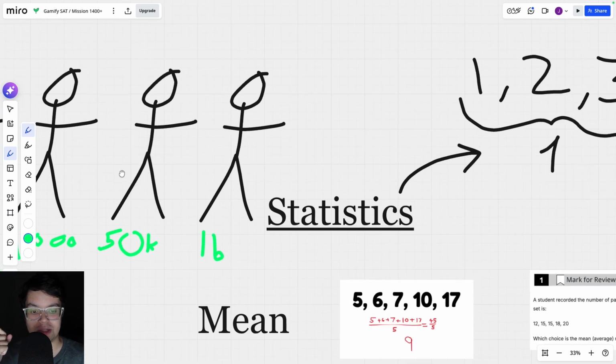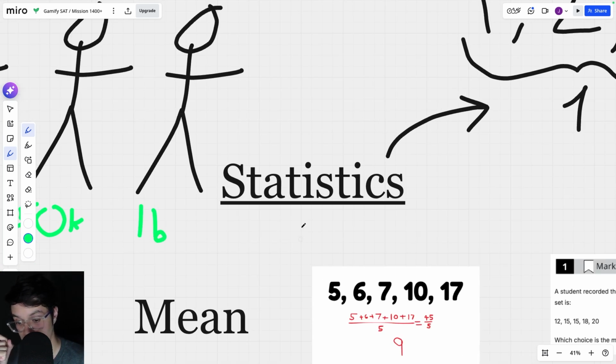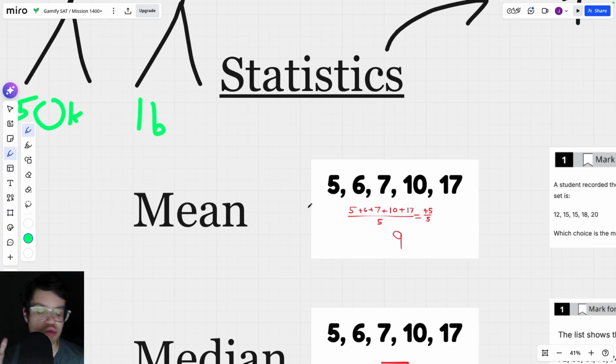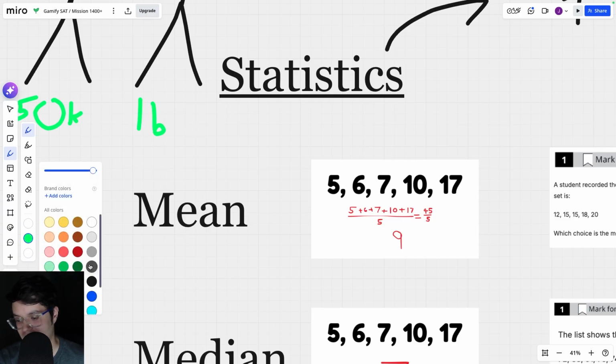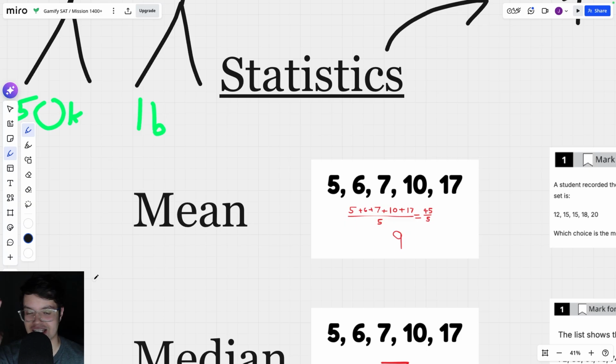So let me go over some of the major things you need to know with statistics. The first thing is mean. You probably have heard about this before. If you haven't, I really do not know what you've been doing. This is like 5th grade math level stuff. But basically, if you want to find the center, the major point of a set of data, you can add up all the different data points and then divide by the amount that is listed. So if you have this group of numbers here, 5, 6, 7, 10, 17, you can add them together, divide by 5, and that gives you 9 for the mean.